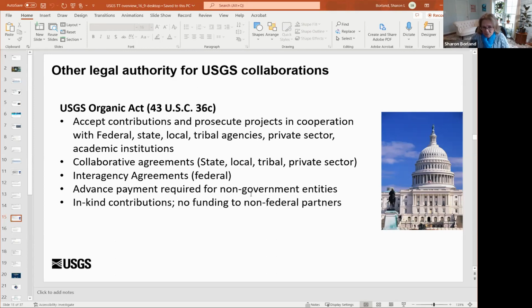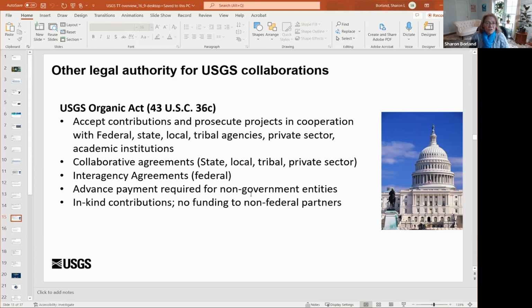Other federal agencies may also have similar authorities. So it's definitely worthwhile to work with your office of counsel or your solicitor's office to determine if there are any other authorities that would authorize collaborative agreements. So for USGS, we have the Organic Act, which is codified at 43 U.S.C. 36C. And it's a fairly broad authority.